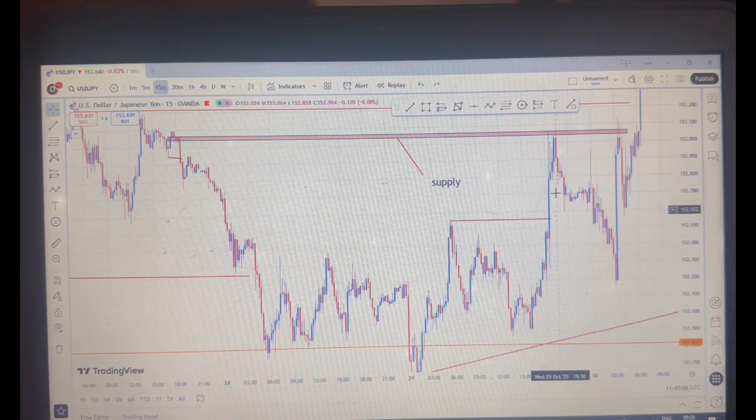This is the imbalance, the fair value gap. This is it here. So if I want to put my TP, it's going to be here. So let's now see what it gave us if we sold from this point.